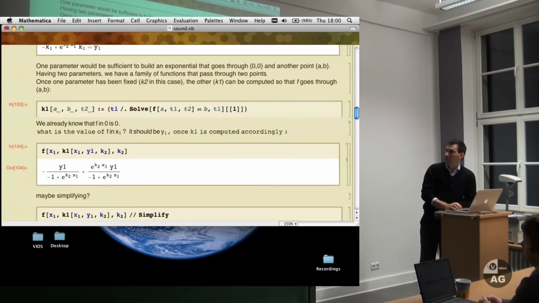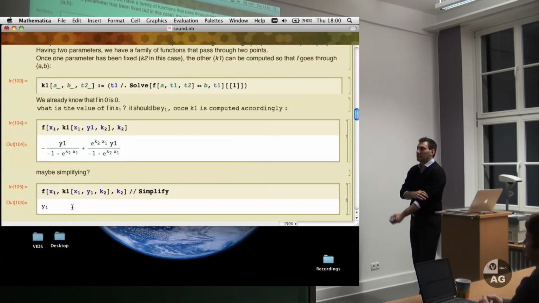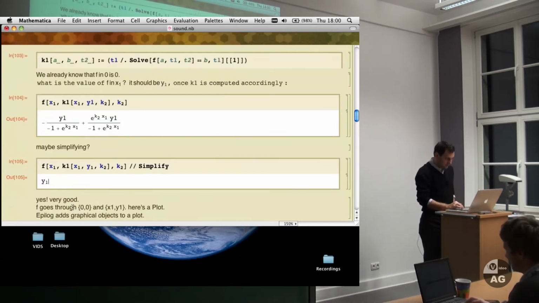Well, no big deal. Let's just ask Mathematica to simplify. Yes, indeed it is y1. So we're doing the right thing. So we are happy. So far, so good.